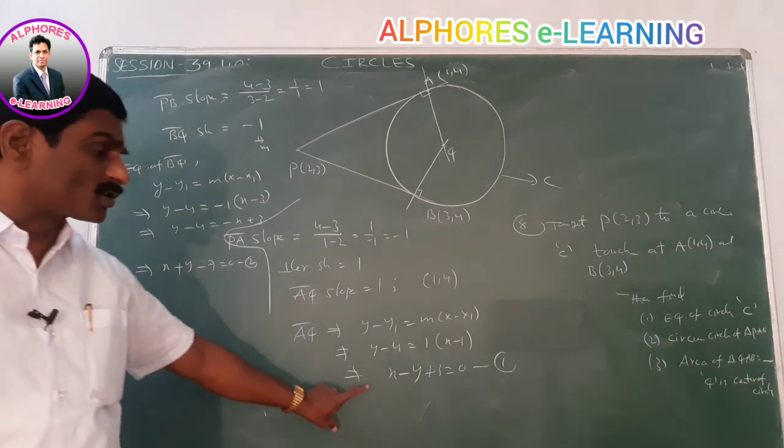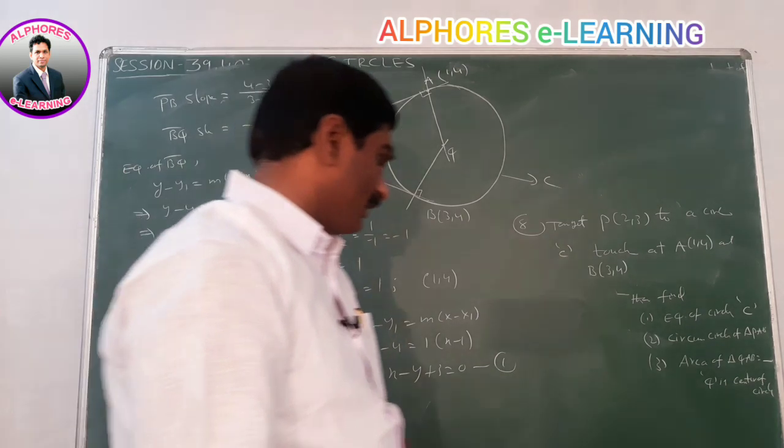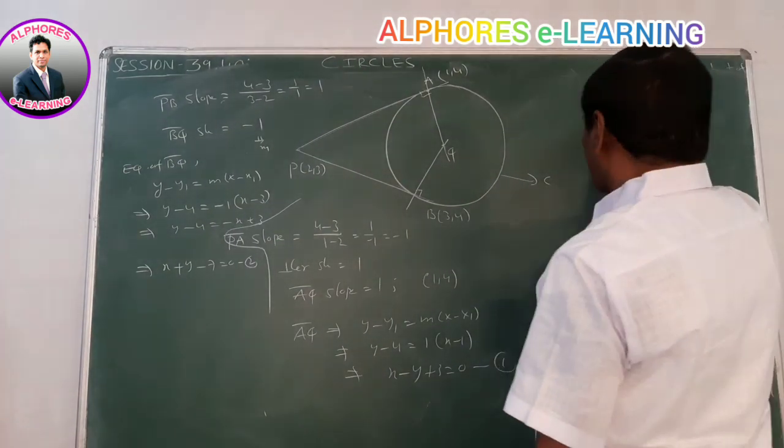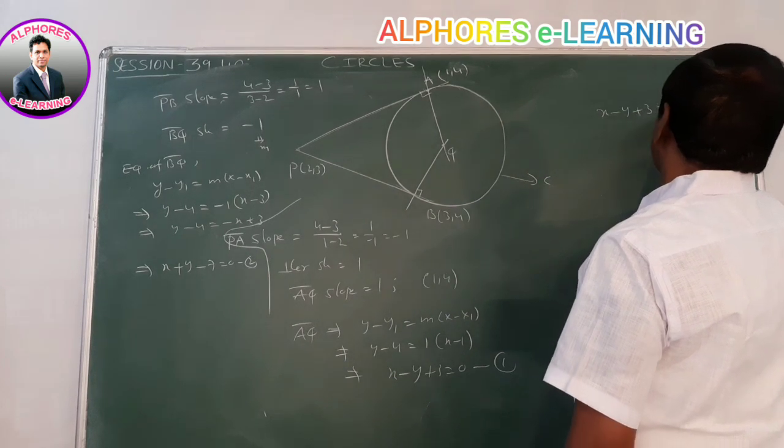By solving these two equations, we get the center of the circle. The first equation is x minus y plus 3 equals 0.